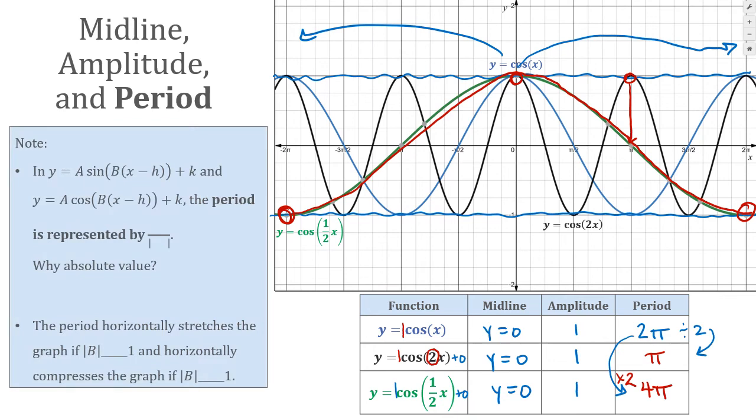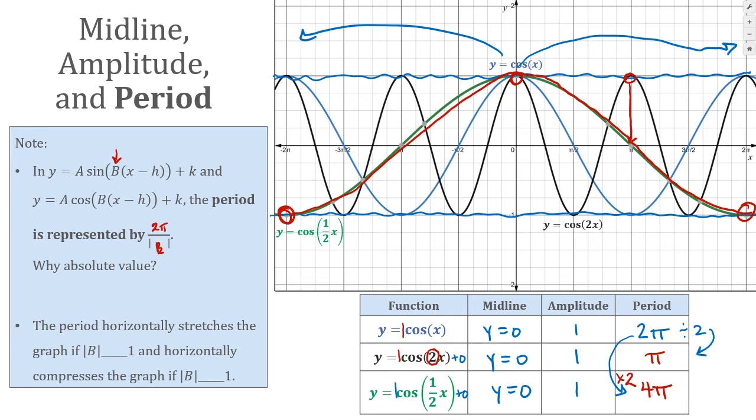So here's what we've got. In y equals a times the sine or cosine of the quantity b times the quantity x minus h, all plus k, the period is represented by, we're always going to start out with 2 pi, and then we're going to divide that by the absolute value of that b value. So that b value is the number inside that argument. Now, why absolute value? Same reason as it was before.